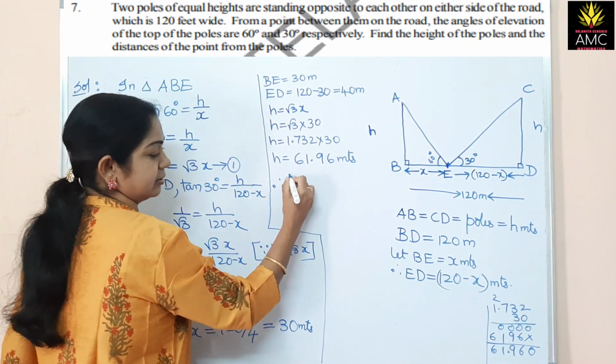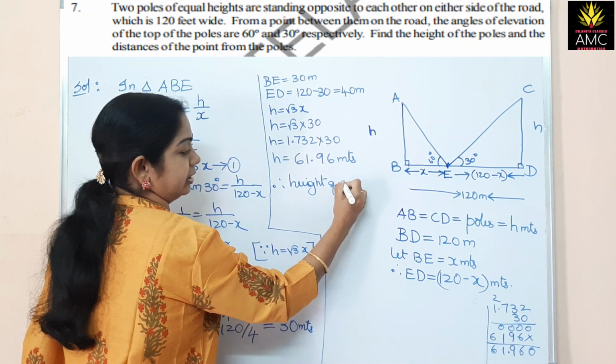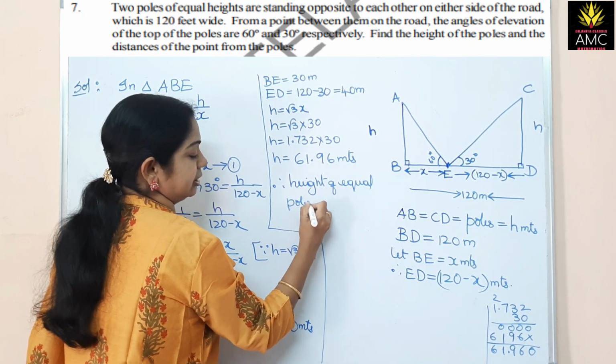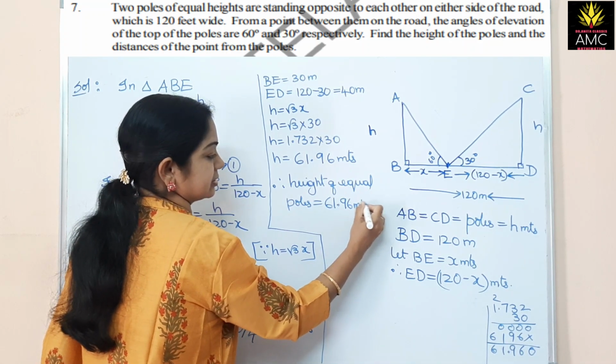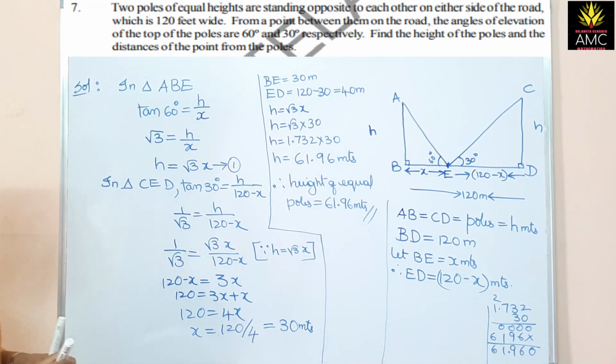Therefore, height of equal poles is equal to 51.96 meters. So, right. Likewise, we can find out. Quickly pause the video and note it down.